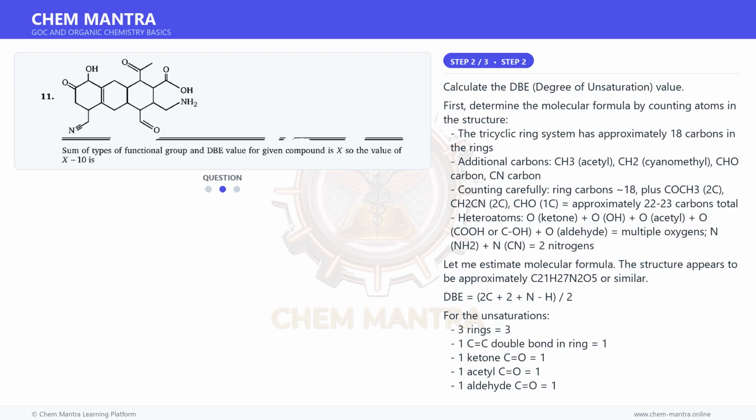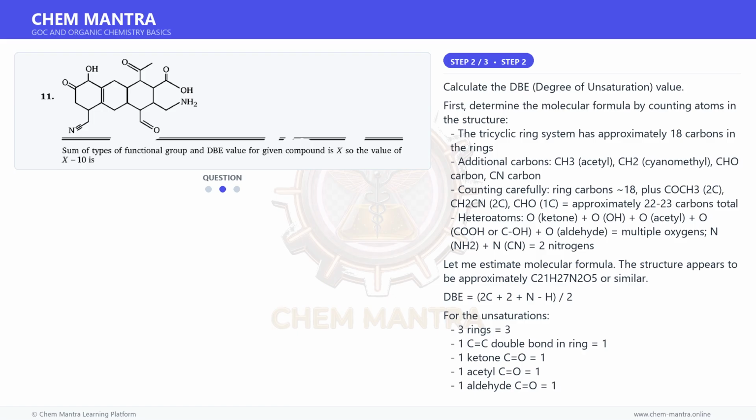Calculate the DBE, degree of unsaturation, value. First, determine the molecular formula by counting atoms in the structure. The tricyclic ring system has approximately 18 carbons in the rings. Additional carbons: CH3, acetyl, CH2, cyanomethyl, CHO carbon, CN carbon. Counting carefully, ring carbons approximately 18, plus COCH3 2C, CH2CN 2C, CHO 1C, equals approximately 22 to 23 carbons total.